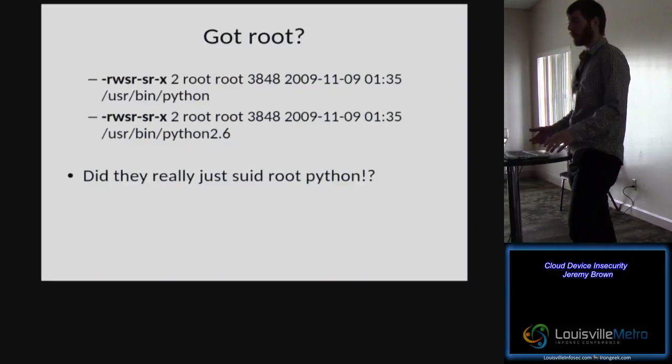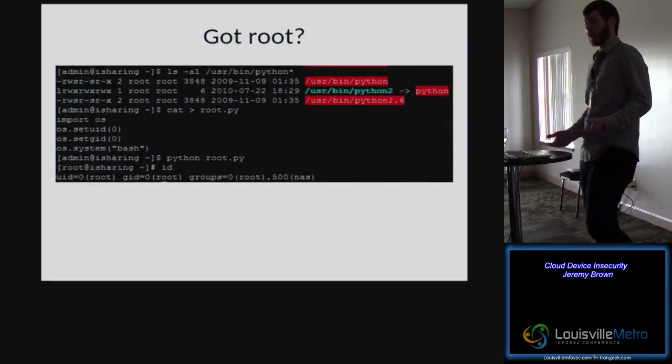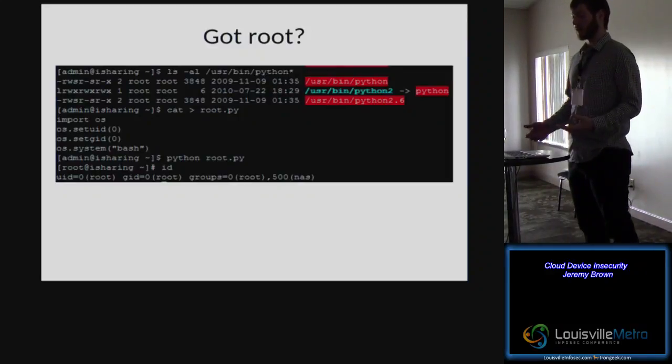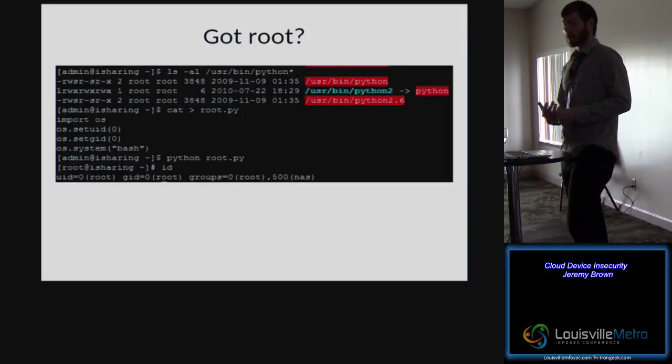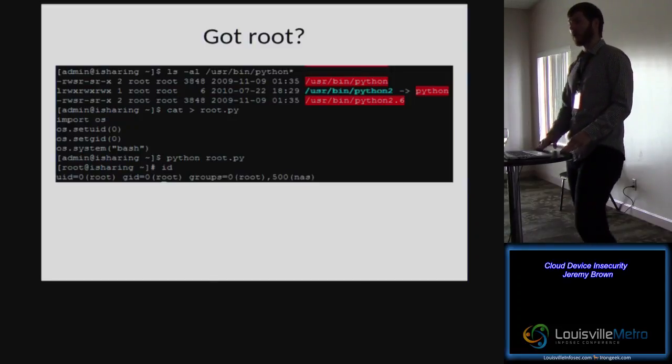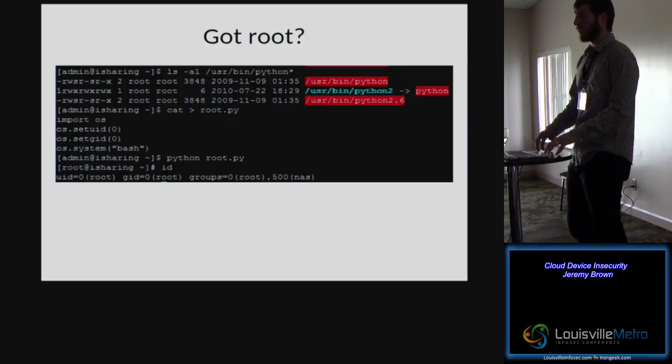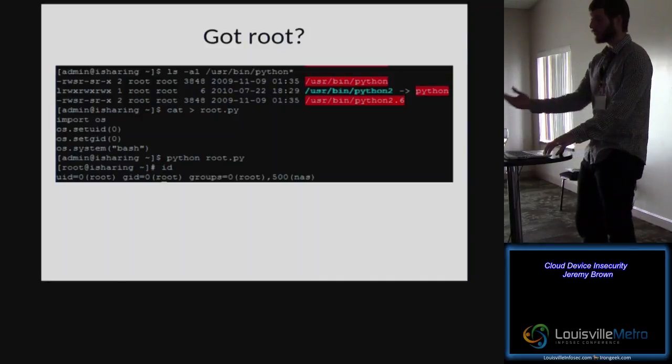So you don't really need much of an exploit for that. If you have a SUID root Python binary, just write a script that says, all right, set my UID to 0, set my GID to 0, and execute a shell. And you have root after that because you're already executing the code with root privileges. All you have to do is ask for them. So we have a local root on the Kedio.